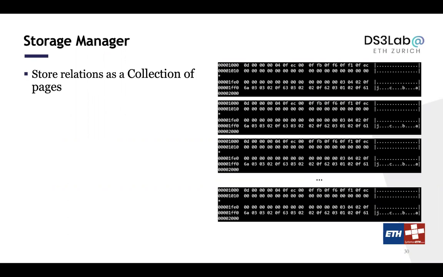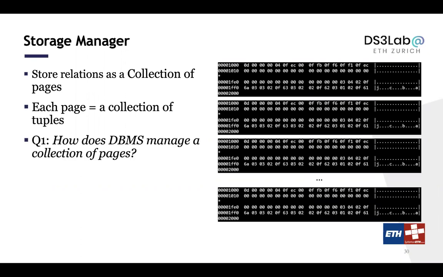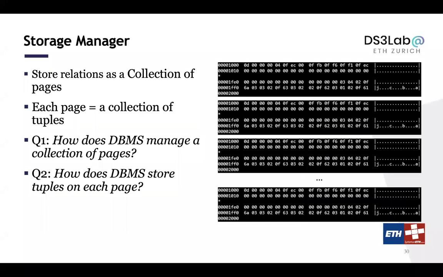So it stores a relation as a collection of pages, and each page is going to store a collection of tuples. There are two questions that we want to understand. The first one is how does the database management system manage a collection of pages? And second, how does the database management system store tuples on each page? For the rest of the lecture, we are trying to understand these two questions.